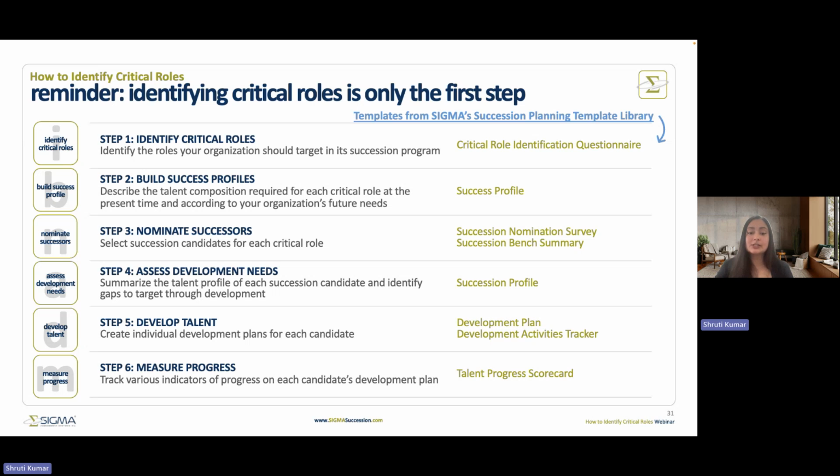These free resources are a part of our template library, and they're listed on the screen in the green text. You can head on over to our website and take a look at the worksheets and the templates that we offer. We also have several blog posts on relevant succession topics, and this includes a blog post on identifying critical roles, which summarizes some of what we've discussed today. If you can't find something or if you have any questions about the content as you're reviewing it, feel free to reach out to us and we're always happy to chat.